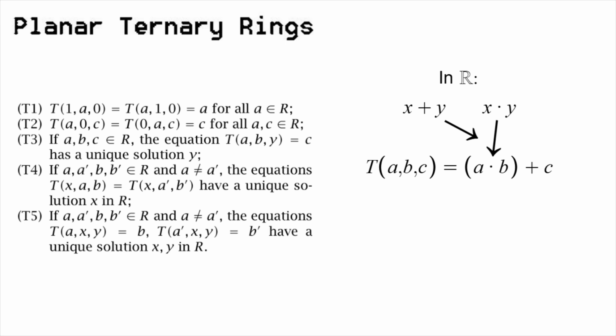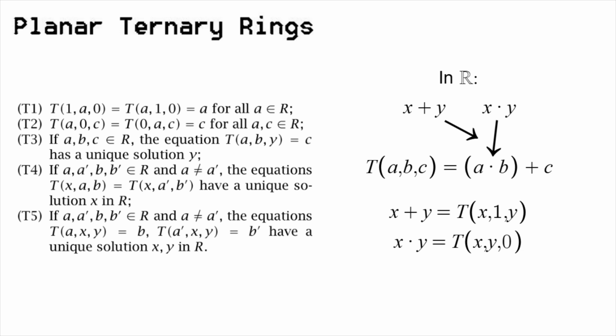For that matter, we can even split t back into addition and multiplication. Define two operations, x plus y equals t of x,1,y, and x times y equals t of x,y,0. Since we can always do this, it seems like we don't get anything from the ternary operation in the first place. However, looks can be deceiving.